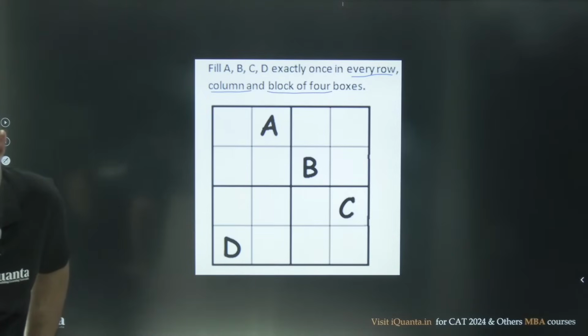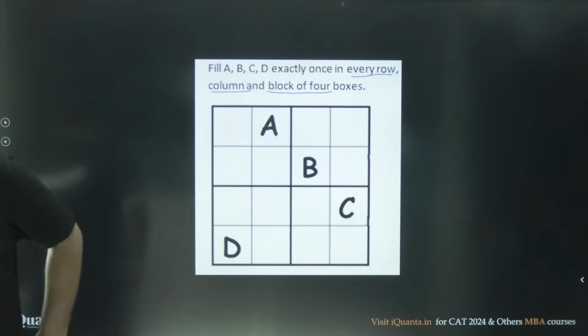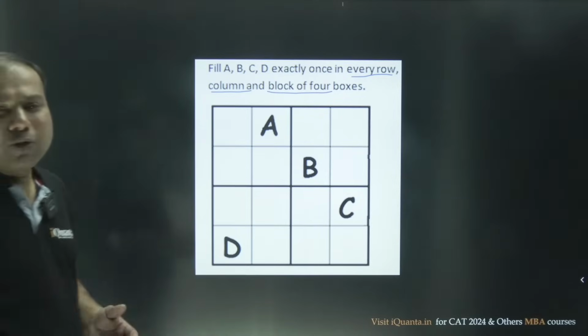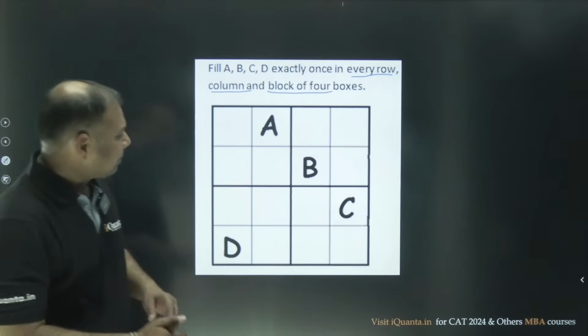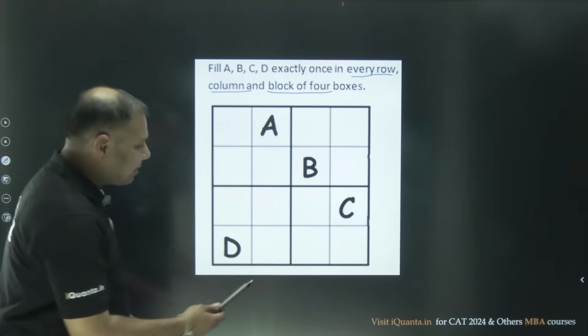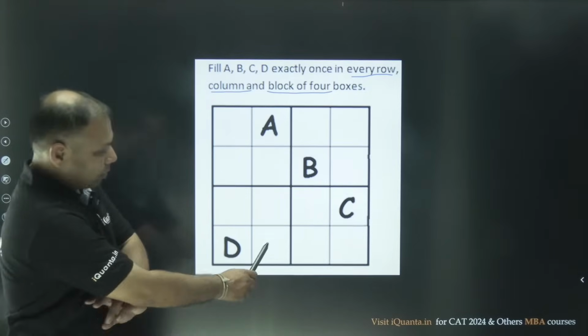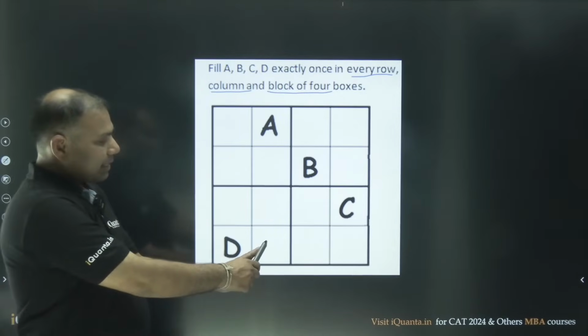Okay, many of you have done. Now I am asking you, as Amrita was asking, how do we get to know where to start from? Let's check any place. If I am asking about this box, so in this box, I know that A will not come, right? A will not come here and D will not come.